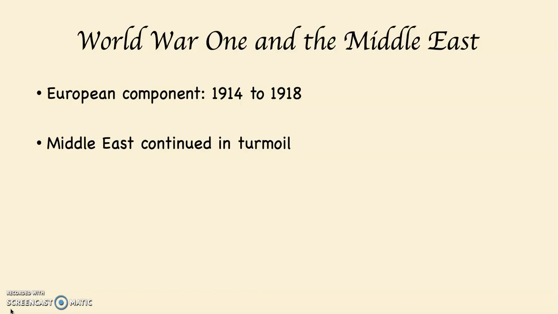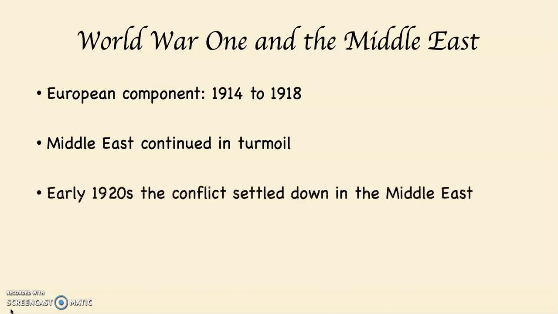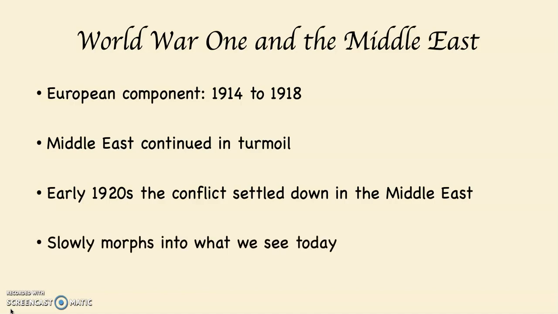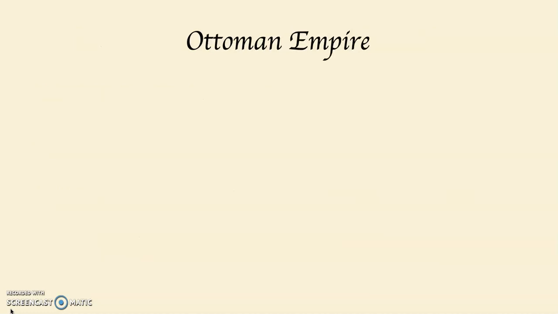However, the Middle East continued in turmoil after the European phase of the conflict ended. It took until the early 1920s for the open hostilities to wind down in the Middle East. Then, over the ensuing decades, the region slowly morphed into what we see today. In order to understand how we got to where we are now, we have to start with the Ottoman Empire.